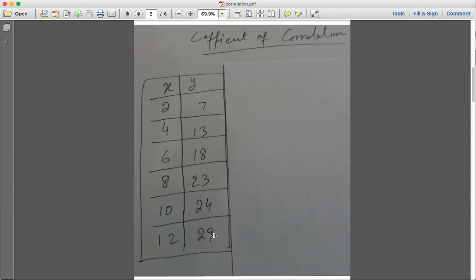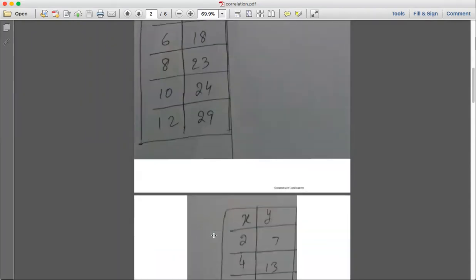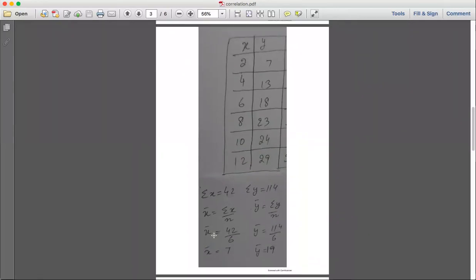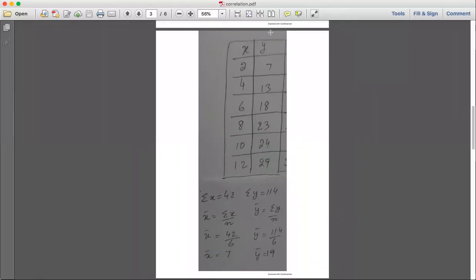How can we find? So first of all, as we have seen in the formula, we need the mean of x and y. So you can see on your screen, this is the formula of mean to find x bar. So how can we find? First of all, sum all the values of x. When you sum it, it becomes 42. Please check it.